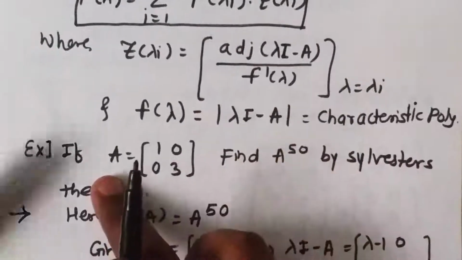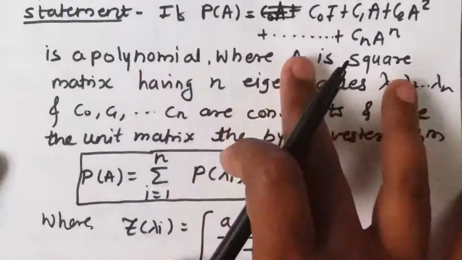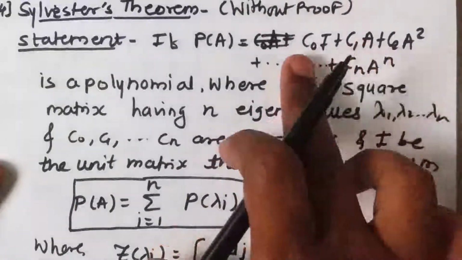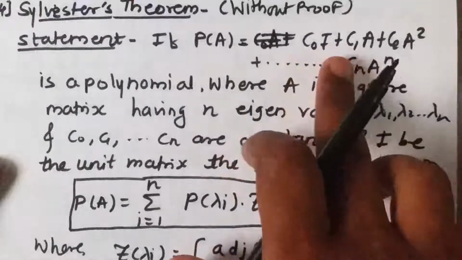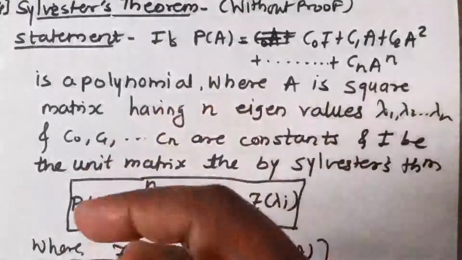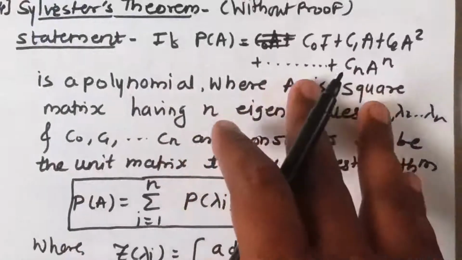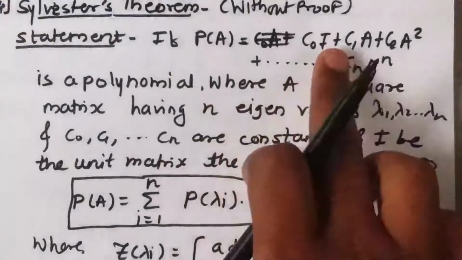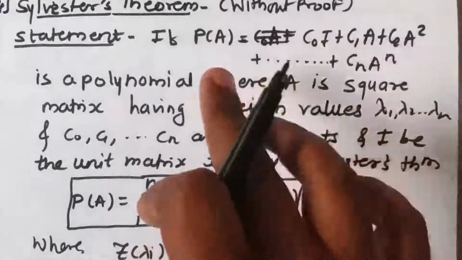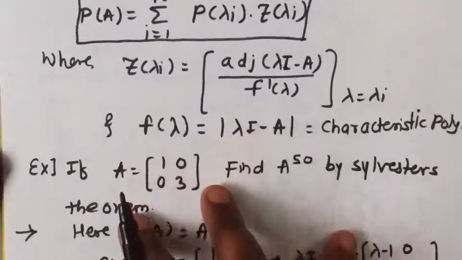Now, using Sylvester's theorem we can obtain the value of P of A of this type. If you have a polynomial in the form of A, like A raised to 100 or A raised to 10, higher powers of a matrix can also be determined using Sylvester's theorem. Or if you have some function of A, its value can also be determined using Sylvester's theorem.